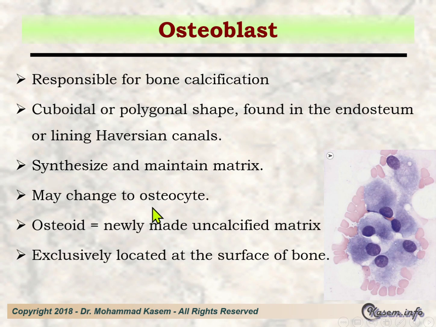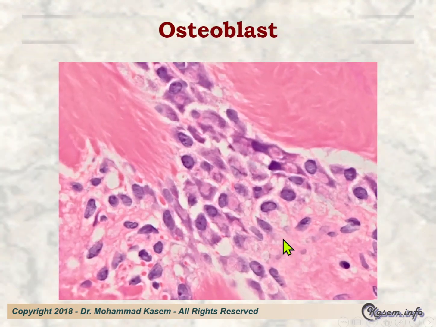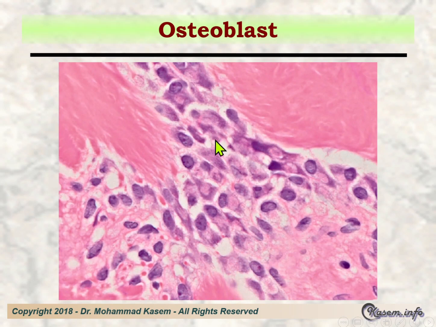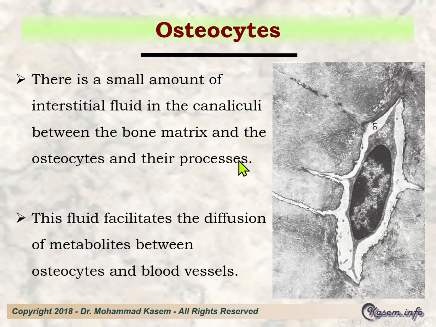Later on, they can differentiate into osteocytes, the basic cell type of bone that helps in maintenance and survival of bones in general. They also synthesize the osteoid, which is a newly made uncalcified matrix of bone. This figure shows some osteoblasts with basophilic cytoplasm. These cells help in the growth, formation, and repair of bones, in fact.